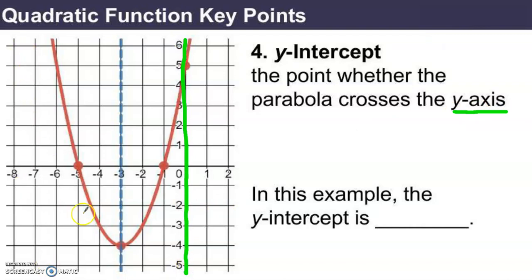So can you tell where this parabola crosses that? It can be hard to tell sometimes. This time we made the point a little bit bigger for you. It's right there at y equals 5. So what is that point? When x is 0 and y is 5, the y-intercept is the point 0, 5.